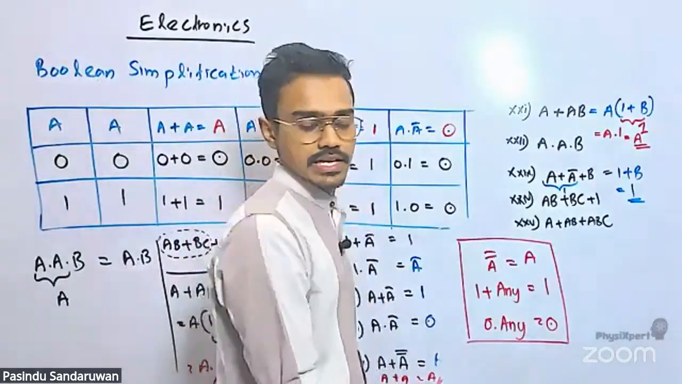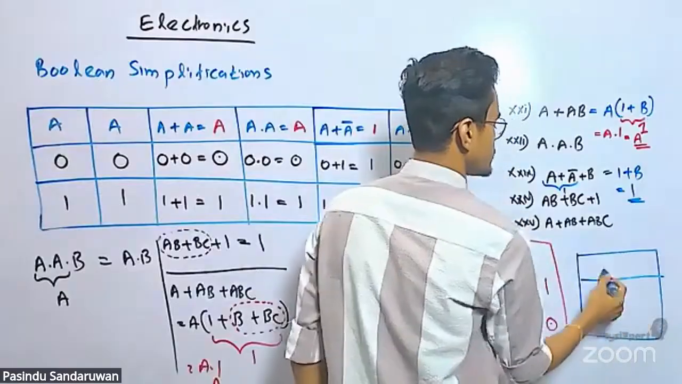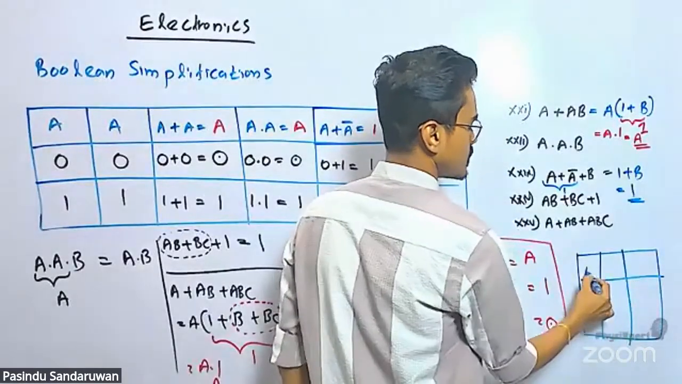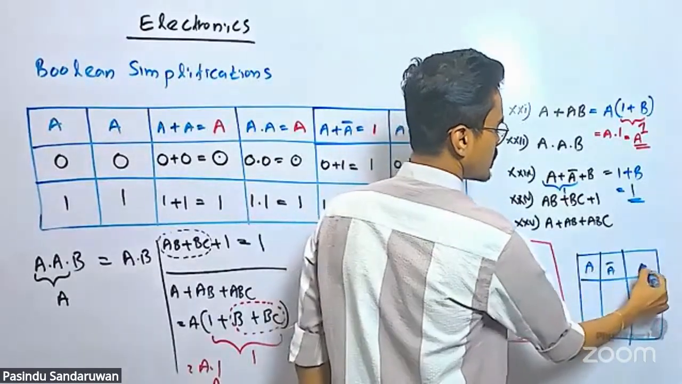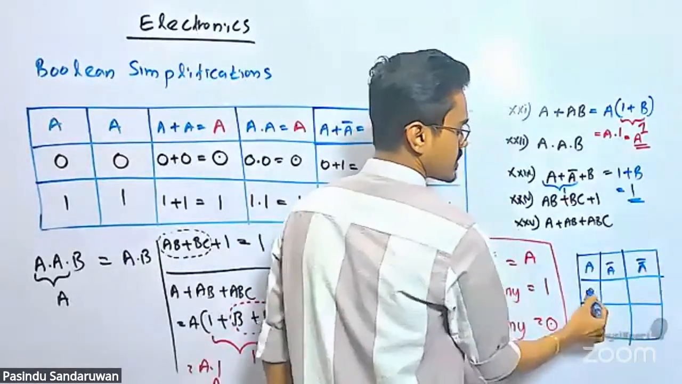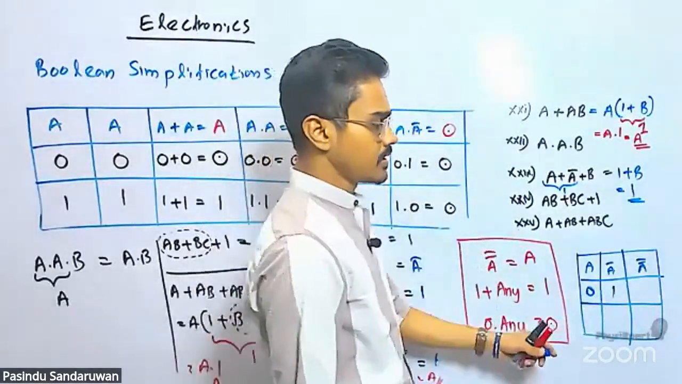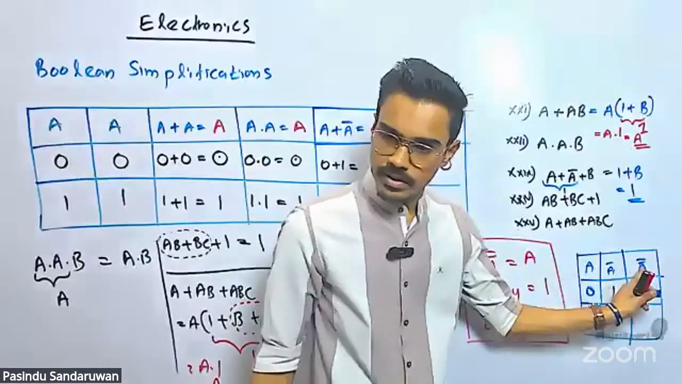Are you still confused with A double bar? Something like this. A bar, A double bar. If A is 0, A bar, the complement of A, is 1. Now, A double bar means the complement of A bar.